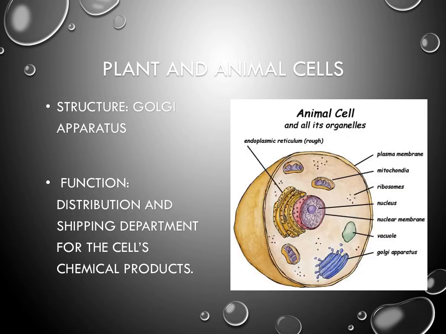Another one that's in both is the Golgi apparatus. The function of the Golgi apparatus, and this is the little pancake looking thing, it's the bottom, it's blue. The function is the distribution and shipping department for the cell's chemical products. So it takes in different chemical products and then it distributes it to other parts of the cell that need it. Kind of like the postal service.